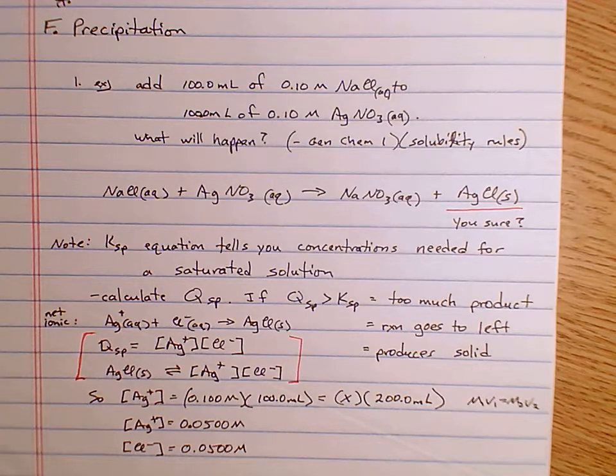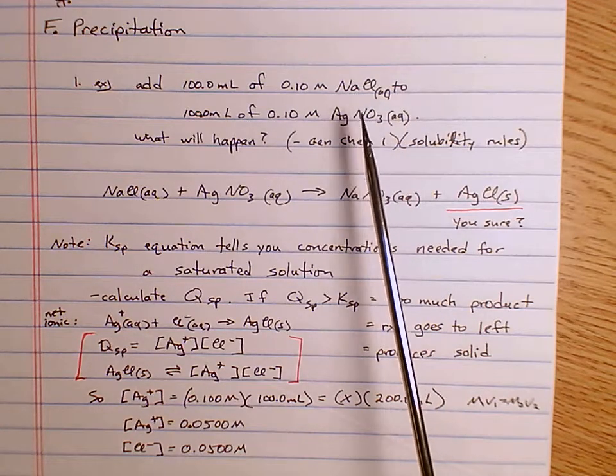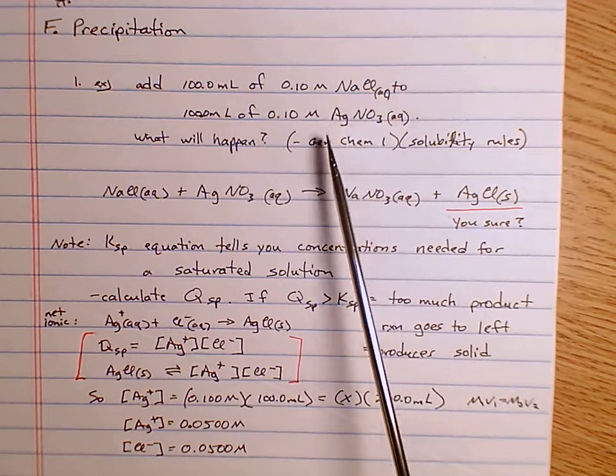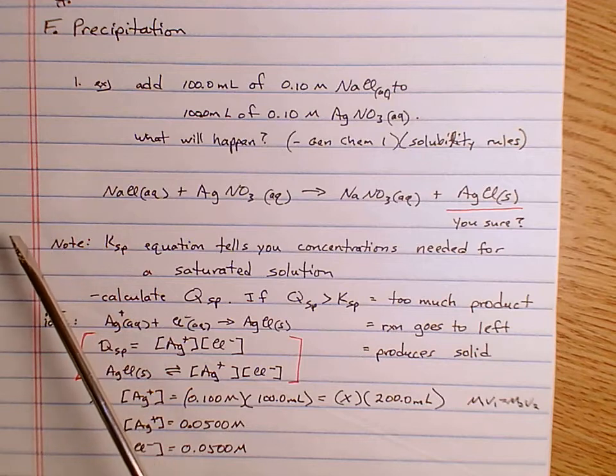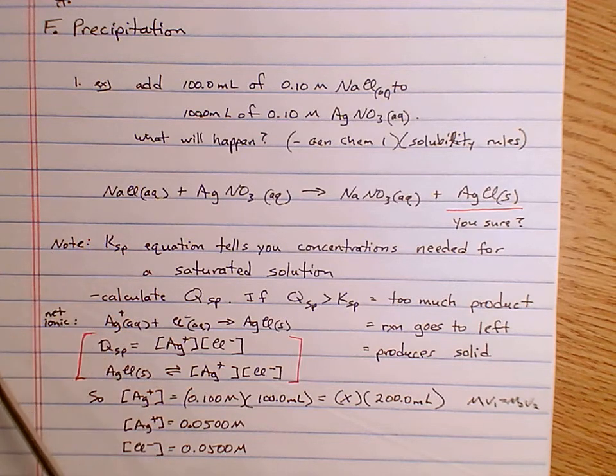What happens if you add two solutions together that have soluble ionic compounds, but the product is insoluble according to our GenChem 1 solubility rules? Will a precipitate occur like GenChem 1 says? What does KSP have to say about this? Well, let's take a look.